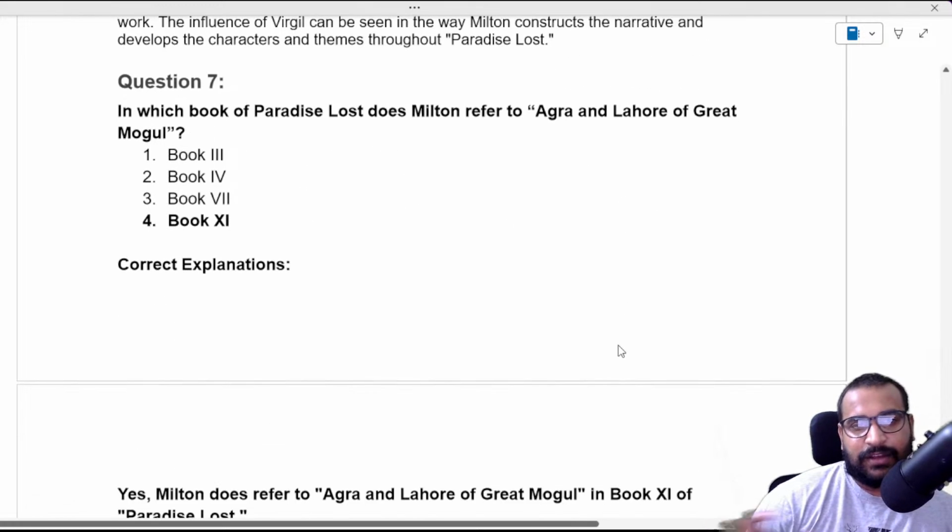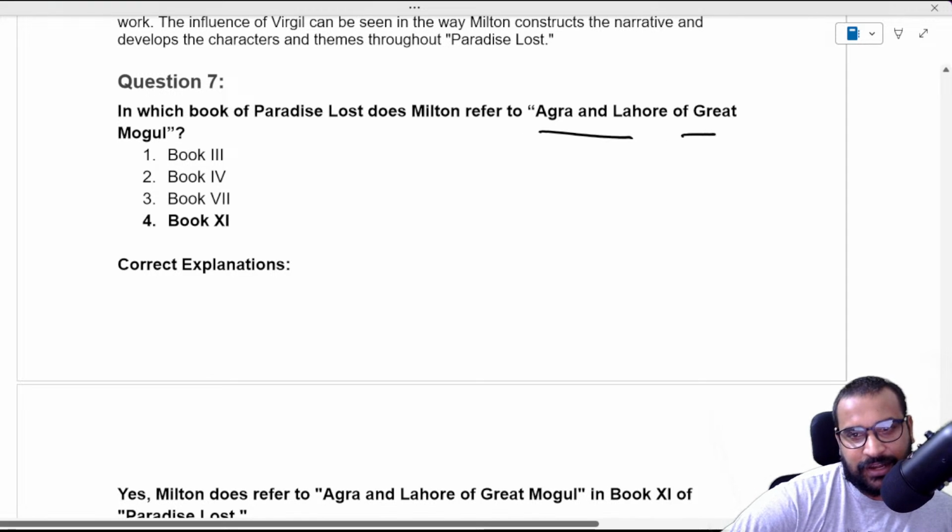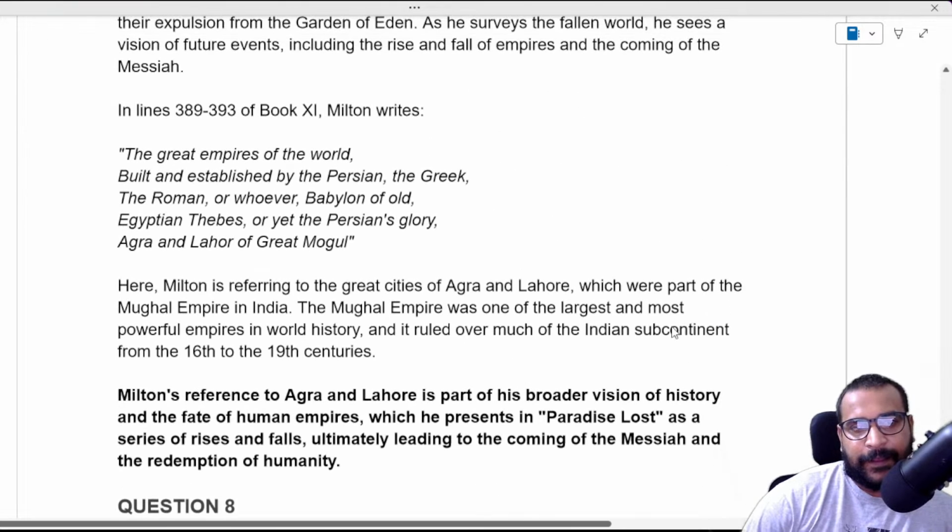So, see, if you have attended all the sessions, then these questions are very easy for you. In which book of Paradise Lost does Milton refer to Agra and Lahore of the great Mughals? Book 11. And there is a line that we already read.